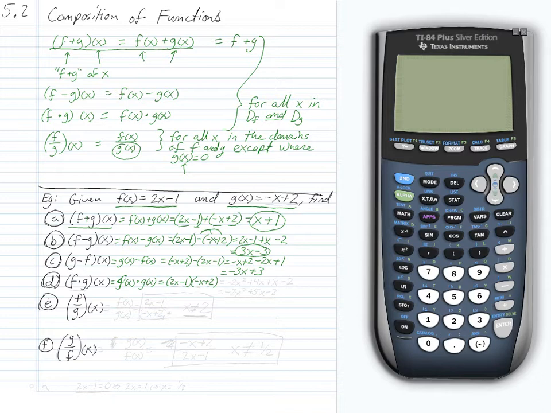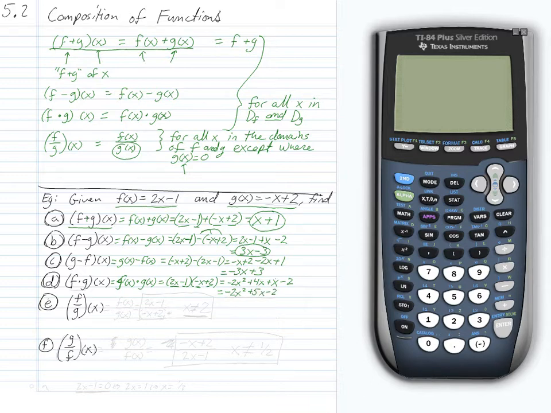Now you could leave it like this, but this might not be the simplest way of leaving your function. So we'll simplify this completely by distributing. My first terms will give us negative 2x squared. 2x times 2 would give me 4x. Negative 1 and negative x give us a plus x. And negative 1 times 2 gives us a negative 2. So our final answer, what is this function? It is the quadratic negative 2x squared plus 5x minus 2.